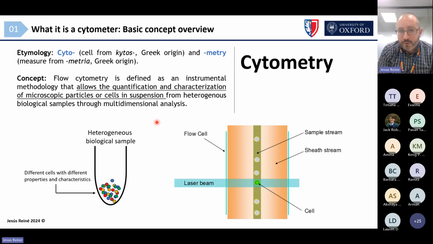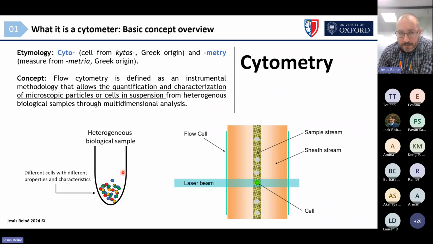So basically, when we get any potential sample from a hospital or any biological sample, these samples are usually composed of many cells. Here you can see in this representation of a tube, we have many cells of different colors. That means that every cell has different properties, and this cytometer is able, through a multidimensional analysis, which means that we can analyze different parameters at the same time, to analyze all these cells individually. So how do we do this?